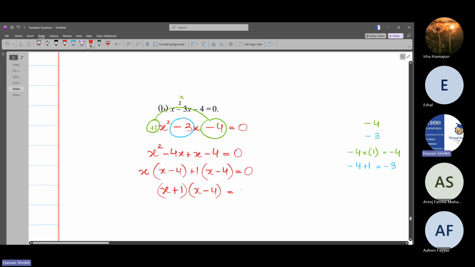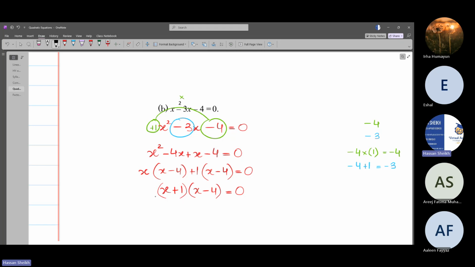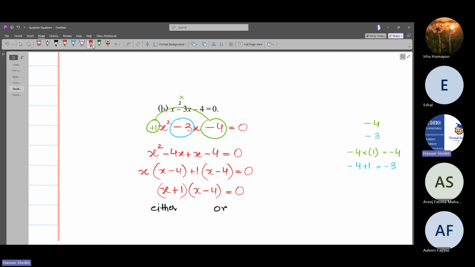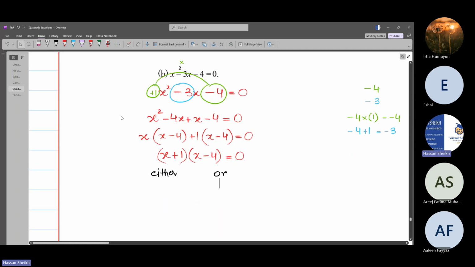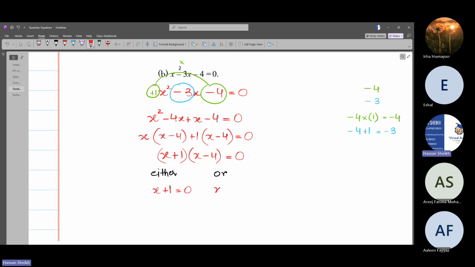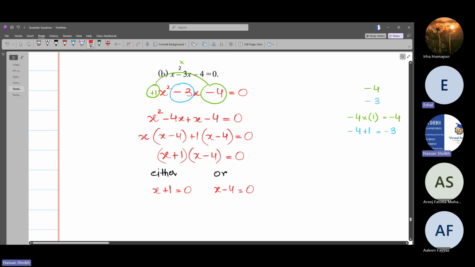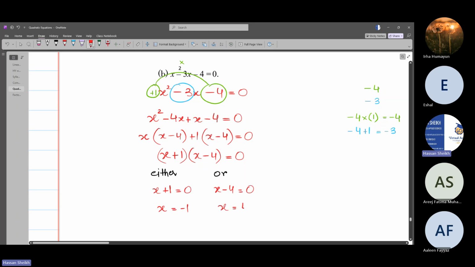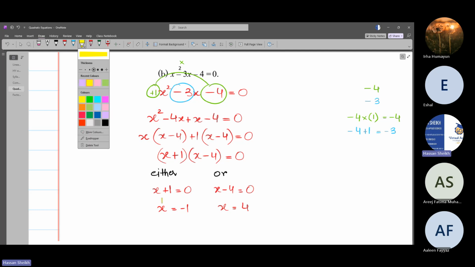Now what will we do? This is an equation, it's not an expression that we will keep till here. And we know that in an equation, we need to get the values of the variable. So the variable is x here. They are multiplying to give a product of 0. So obviously either x plus 1 is 0 or x minus 4 is 0. Then we move this 1 to the right hand side, it will become minus 1. We move this minus 4 to the right hand side, it will become plus 4. So these are the two answers.